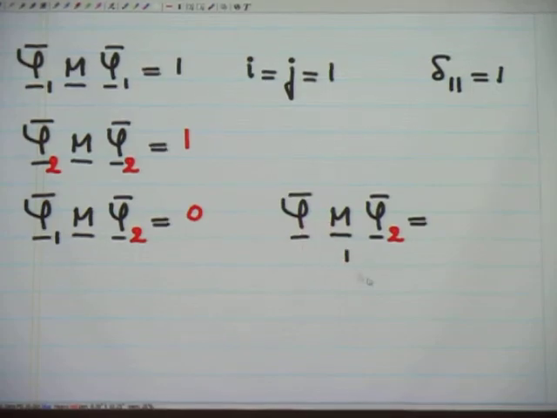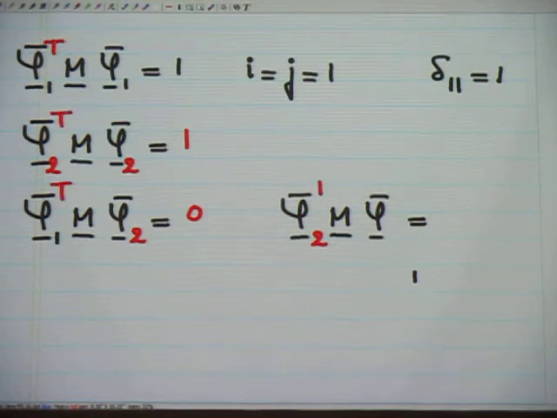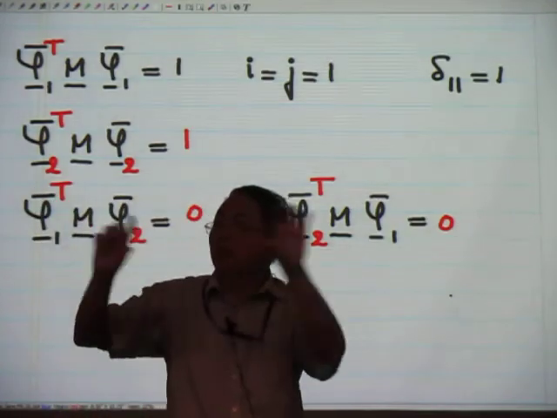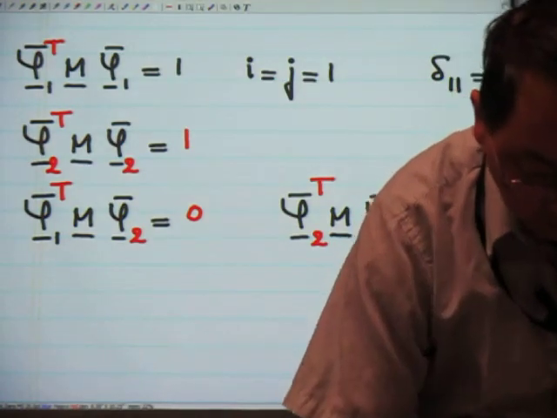Now if I swap these two indices, phi 2, I need to have the transpose here, and phi 1. So what's the result? 0, yes, that's it. Very simple, because the two indices are different. So you see, instead of writing 4 equations like this, with the Kronecker delta you only need to write 1 compact equation.